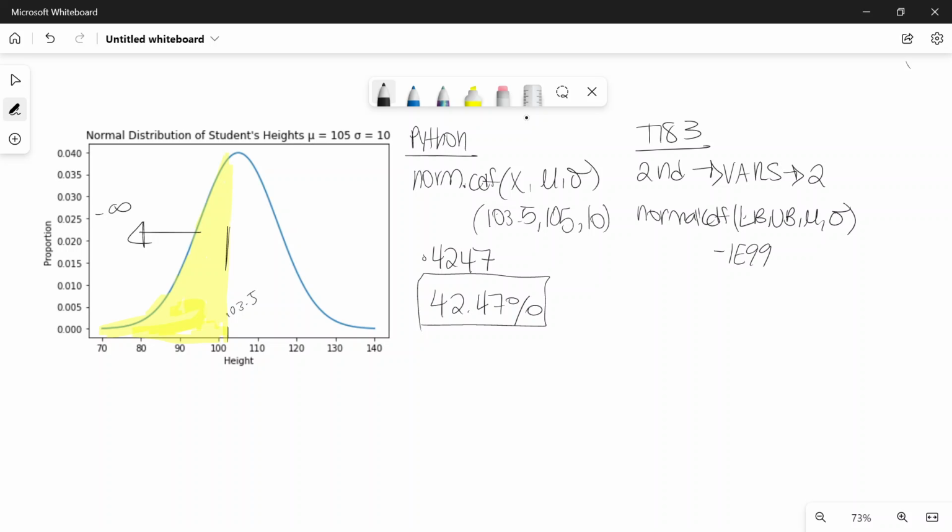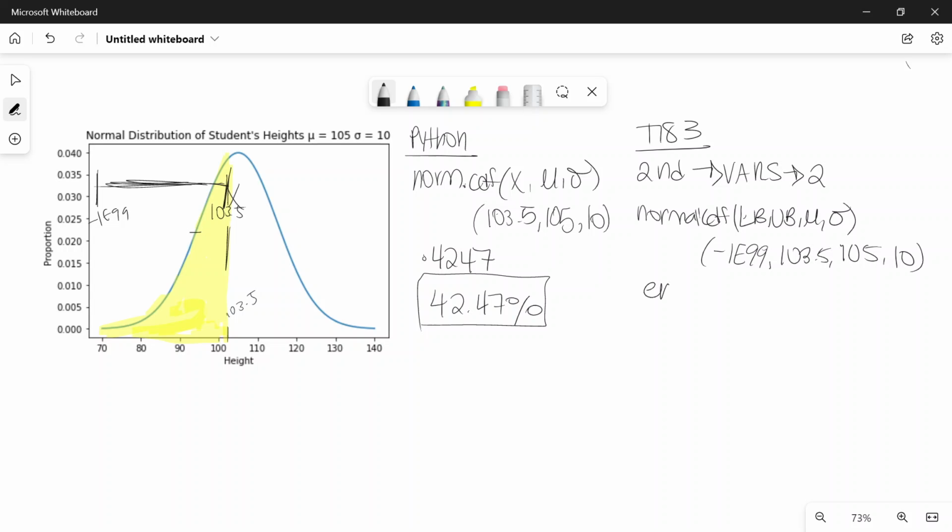All right, so that's the lower bound, and then the upper bound. The point that I'm stopping at is my x, the point that I'm trying to find the area below. So it starts at -1 E99 and ends at my x point, which is 103.5. This would be my x, technically, if you want to relate it to Python. So it's 103.5, and then this stays the same, 105 and 10.